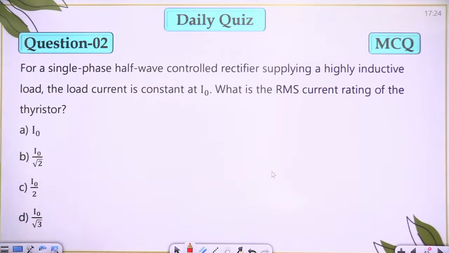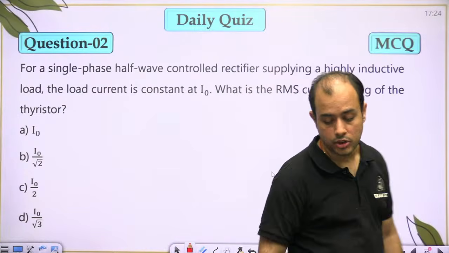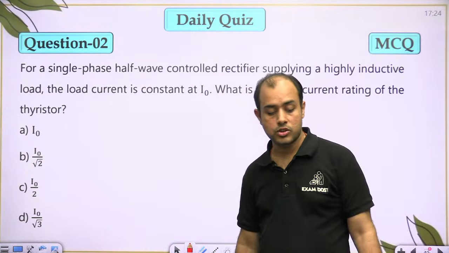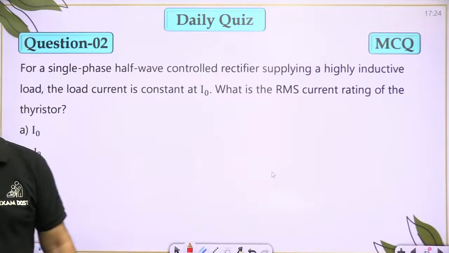Next, for a single phase half wave controlled rectifier supplying a highly inductive load, the load current is constant. What is the RMS current rating of the thyristor?